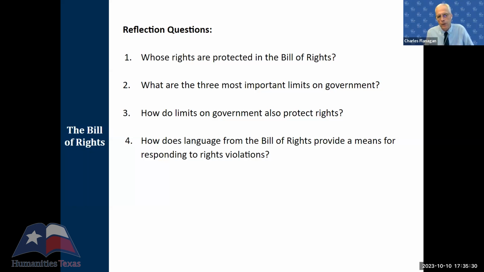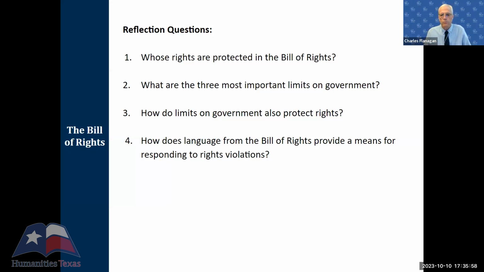Then you have a couple of questions that are wide open, and the whole point is to get kids just to take a side, make a hypothesis, and support it. What are the three most important limits on government in the Bill of Rights? And the whole point is to make them defend what they choose. How do the limits on government also protect rights? And I just spoke about that a minute ago, how one is a mirror image of the other. If you protect the rights of the people, you of course limit what the government can do, and vice versa.